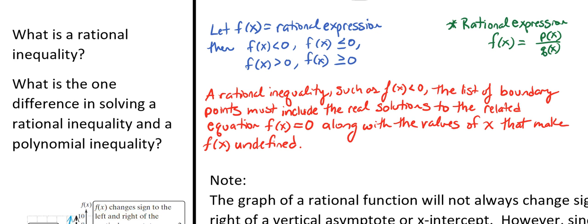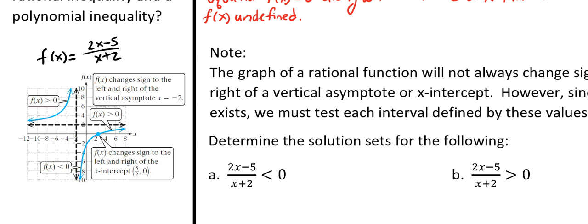Let's take a look at a graph. Here we're looking at the graph f of x equals 2x minus 5 divided by x plus 2. Notice that the function changes sign to the left and the right of the vertical asymptote x equals negative 2, and to the left and to the right of the x-intercept 5 over 2 comma 0.